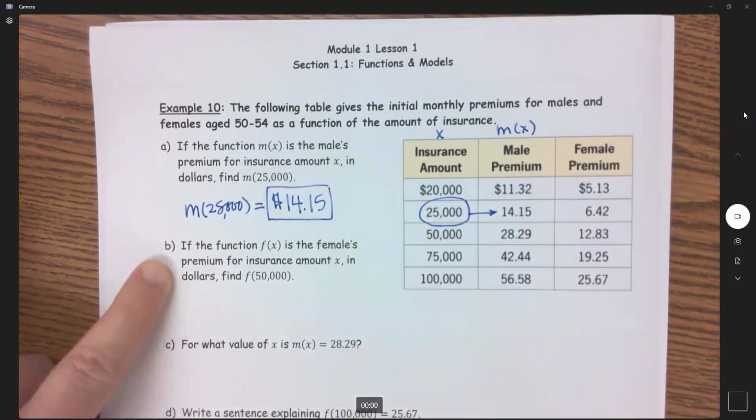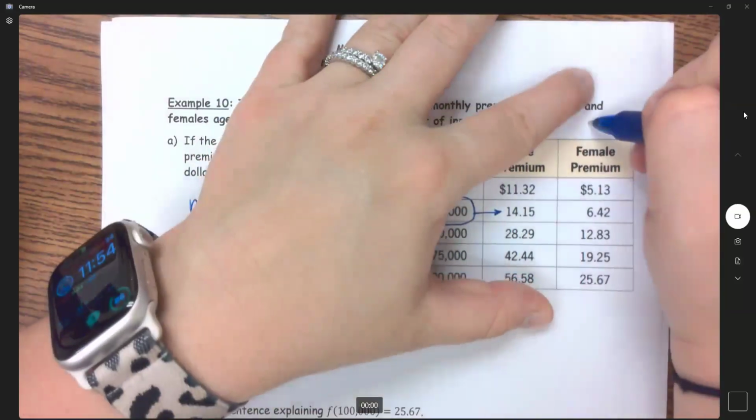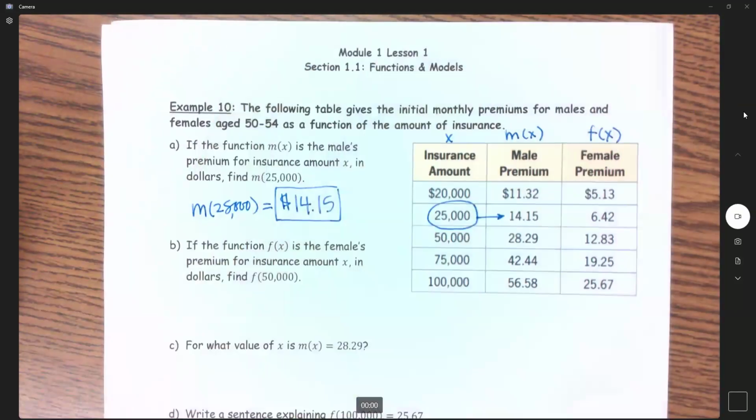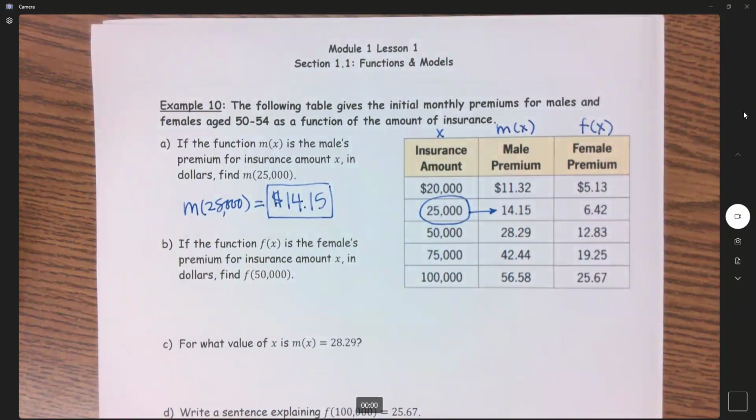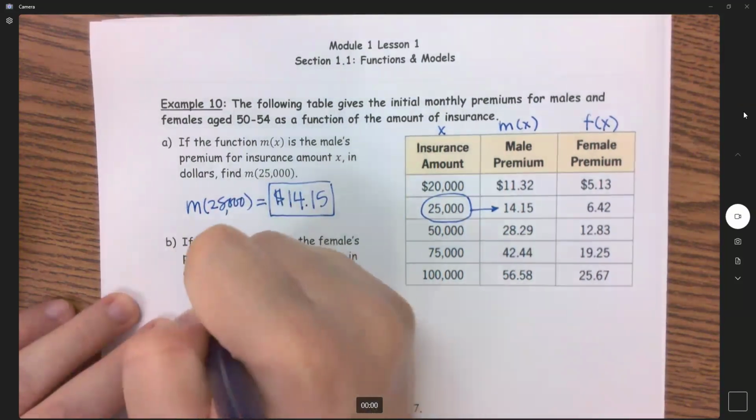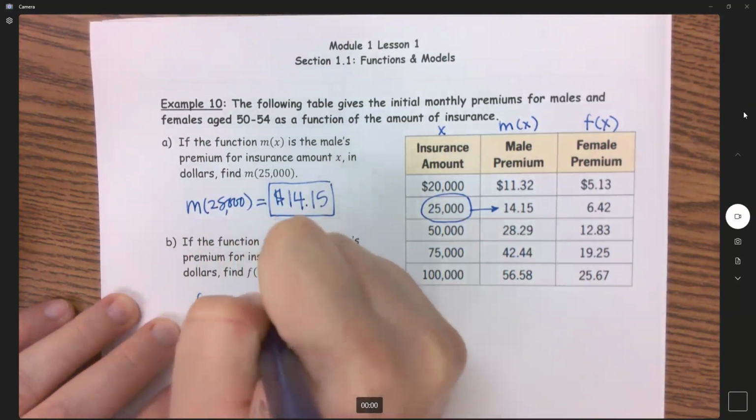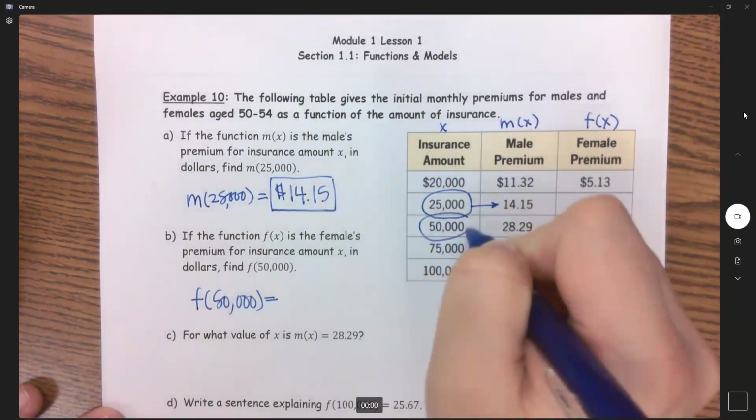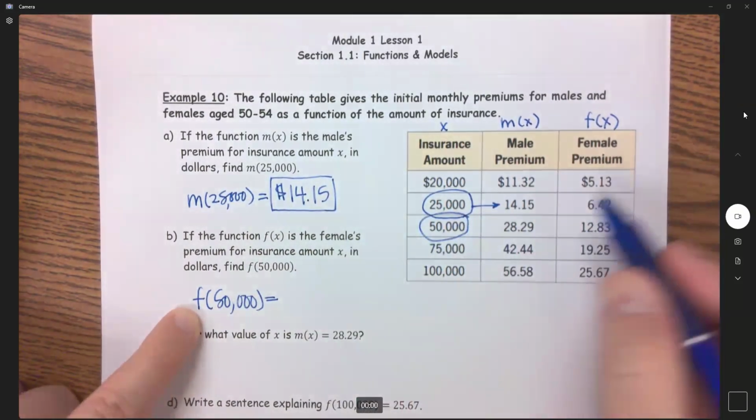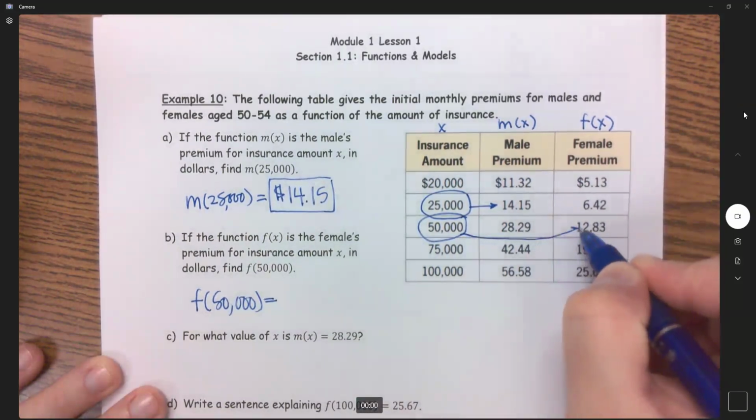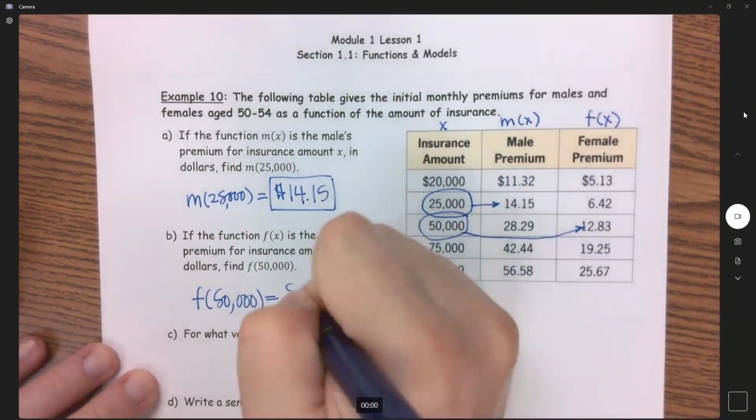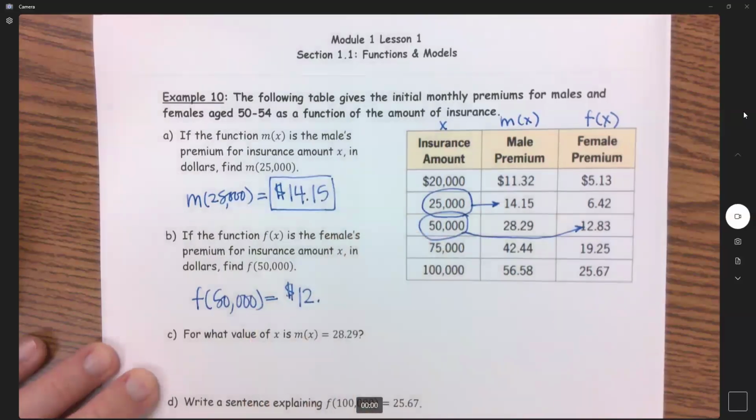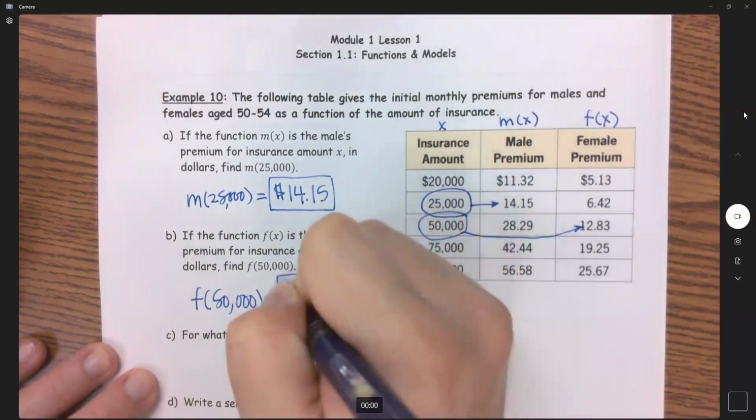If the function f of x is a female's premium, here is my f of x. For a female's premium for insurance amount x in dollars, find f of 50,000. So f of 50,000 equals what? Here is 50,000. Because I want the females, I will go over here, and this one equals $12.83.